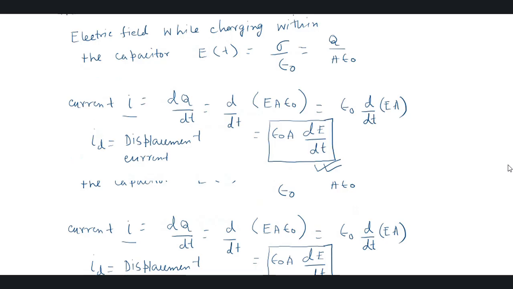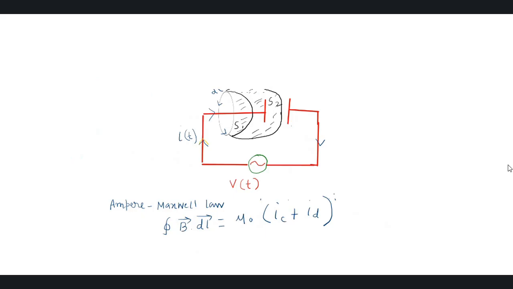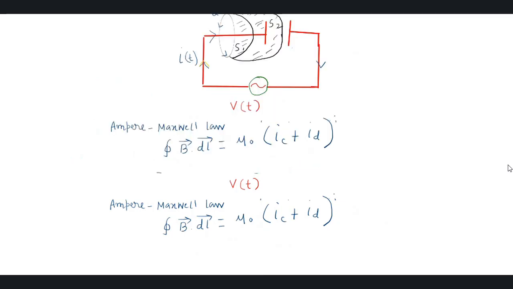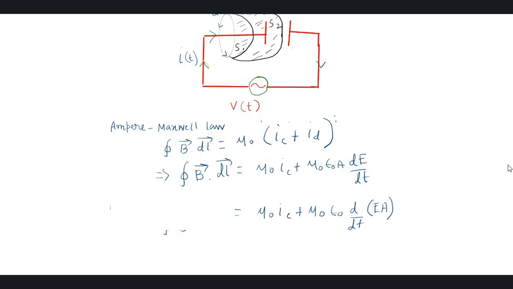So Ampere's law can be written as this. Therefore, this implies closed integral B dot dl is equal to mu 0 I_C plus mu naught epsilon naught A dE/dt. So this is actually the Ampere-Maxwell law.